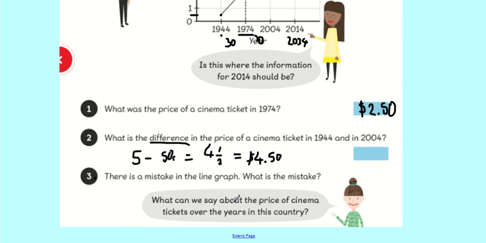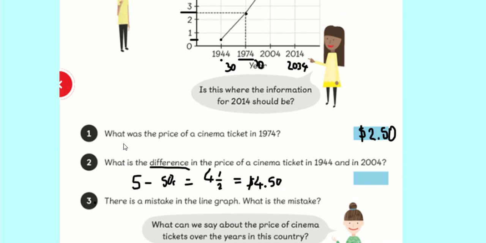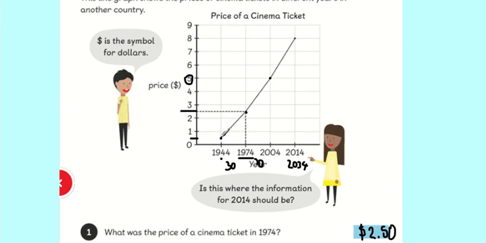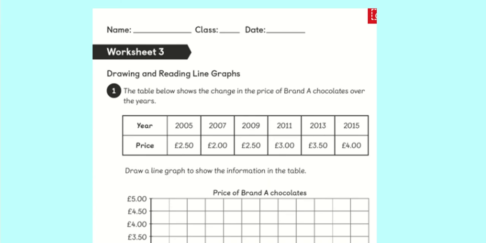What can we say about the price of cinema tickets over the years in this country then? Well, we can see that they are going up. Okay, the line is going up, so the price is going up. And our special word for this is increasing. The price is increasing. Okay, super work on your guided practice. Well done.